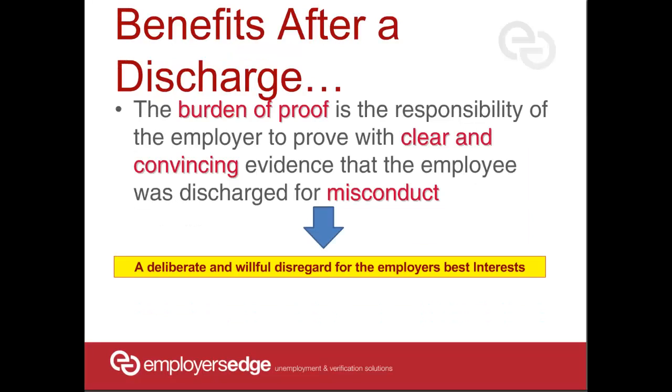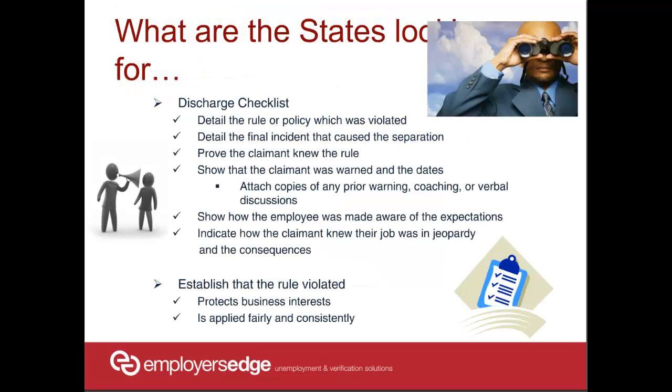So here's a checklist for you to be mindful of, and just remember when you're responding to the EDD or discharging or writing up your employees. Make sure you're detailing the rule or policy that was violated, and make sure you know about the final incident. I cannot stress to you enough how important this final incident is to the unemployment agencies. Again, what happened on the final day that caused the individual to separate from your employment?